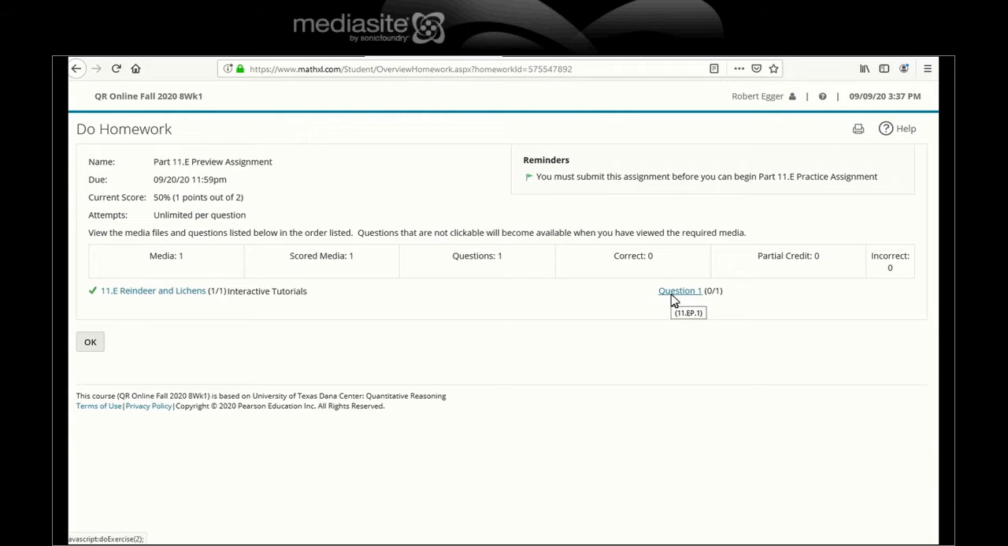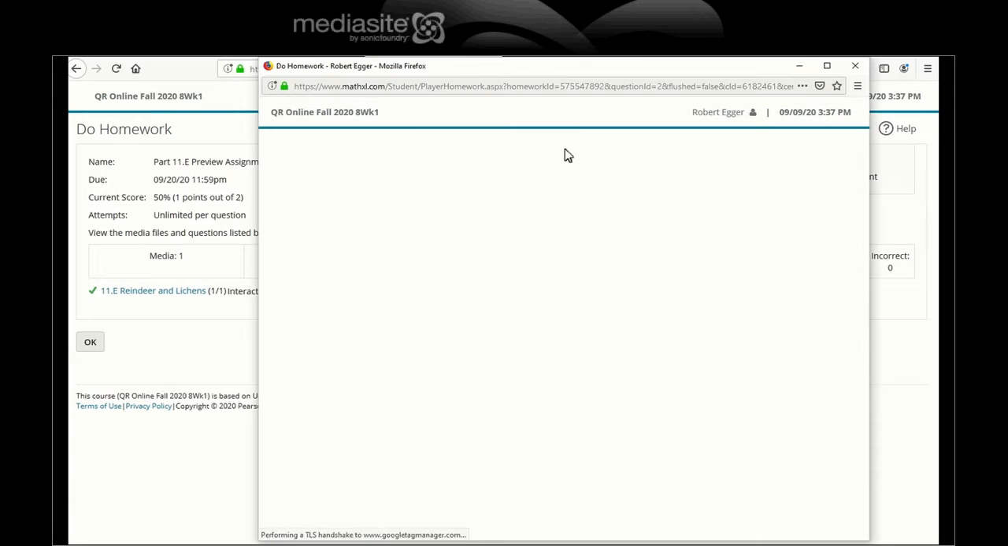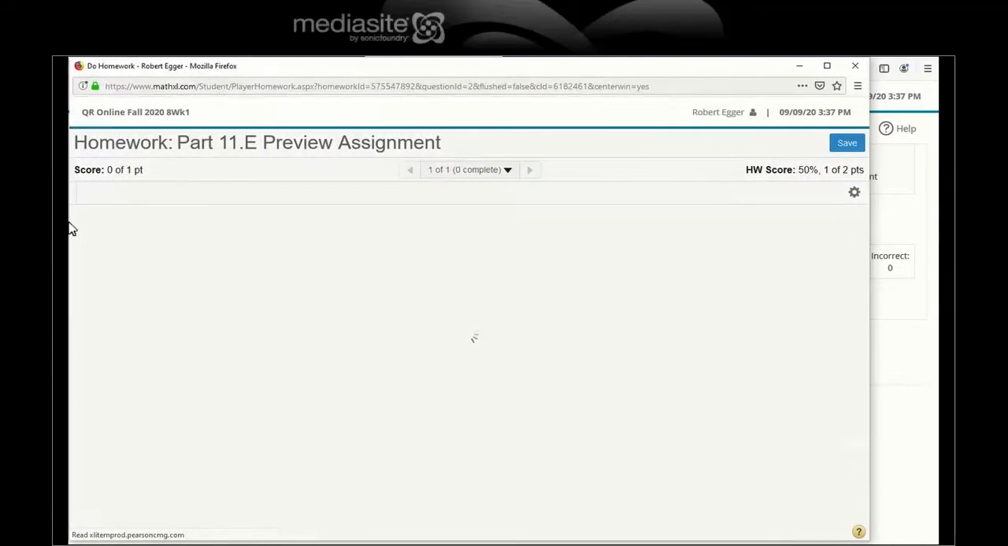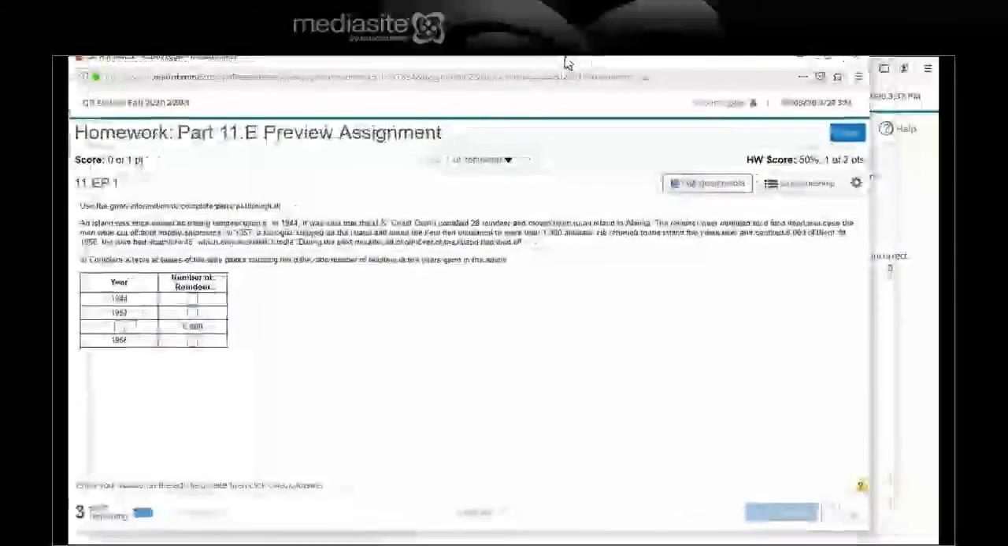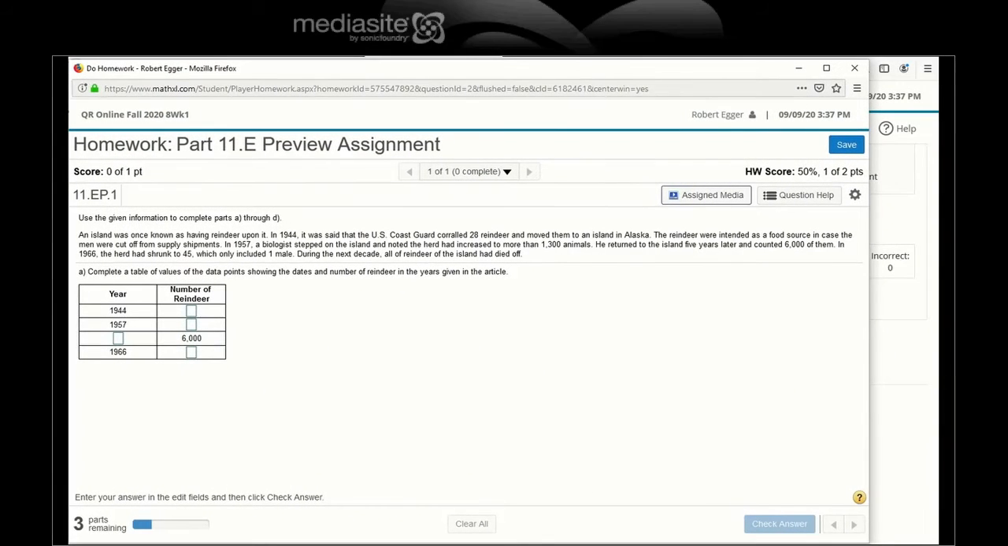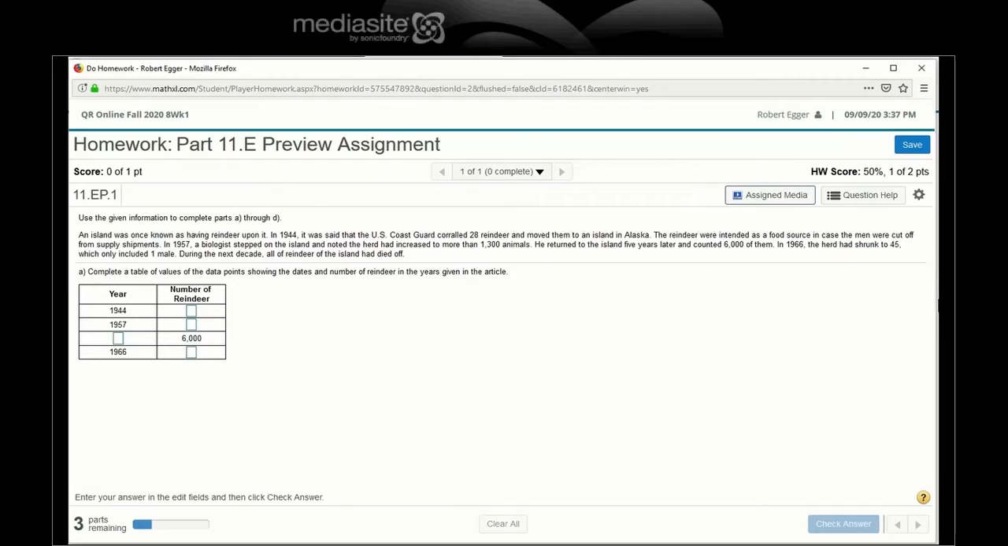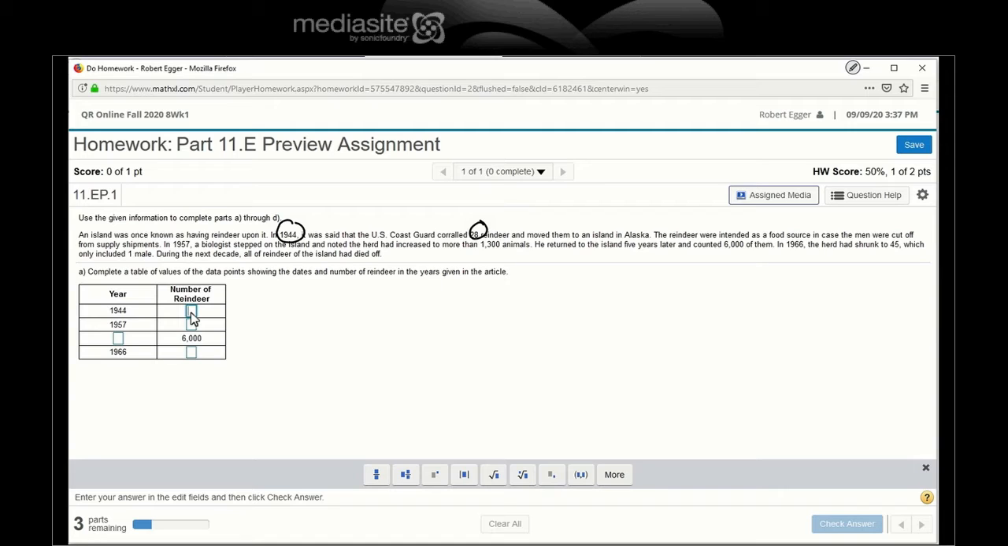Question 1 of 1. Here we go. Three parts. Alright, that's what we got here. An island once known as having reindeer upon it: in 1944, they corralled 28 reindeer and moved them to an island in Alaska. Okay, so 1944 was 28.